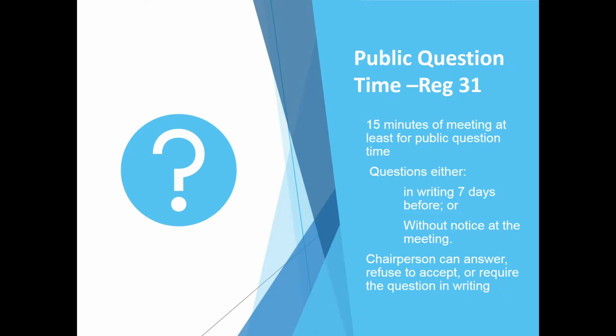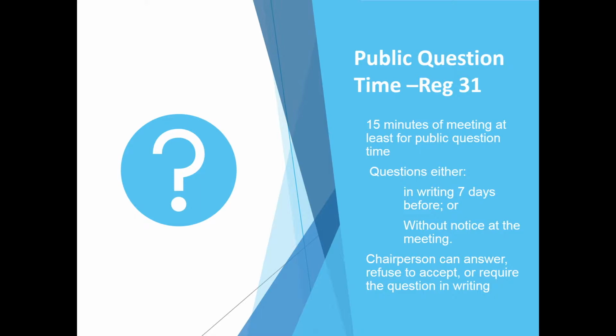Regulation 31 deals with public question time. Public question time is a key way that your community can interact with council and council decision making. The chairperson at an ordinary council meeting must ensure that there is at least 15 minutes made available so that members of the public can ask questions about council activities.